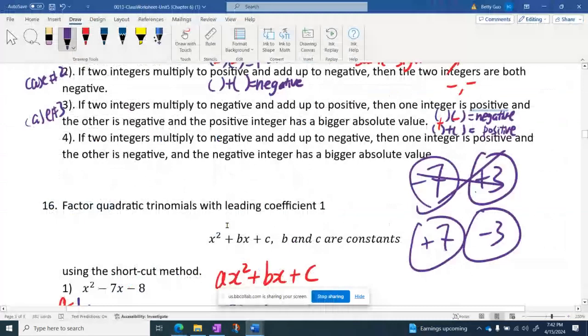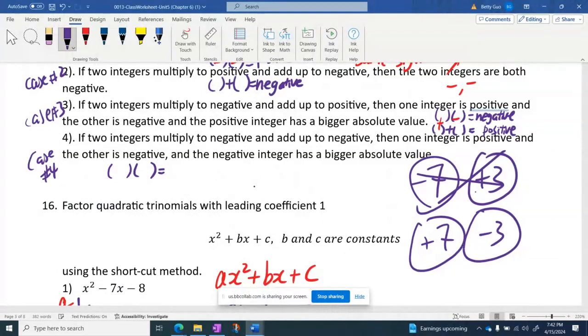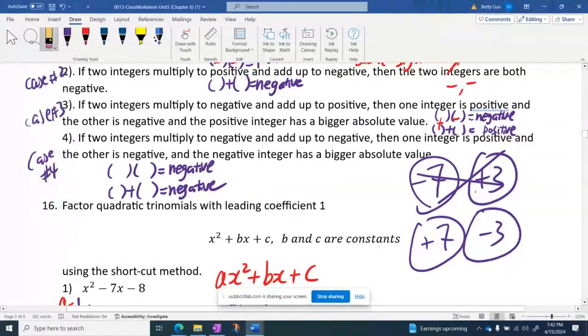And case number 4. In this case, the two integers multiply to negative and add up to negative as well. So what conclusions can we draw from that? Since they multiply to negative, you're going to agree with me, they must have opposite signs. Okay? So one game winning, the other game losing, because the multiplication is negative.